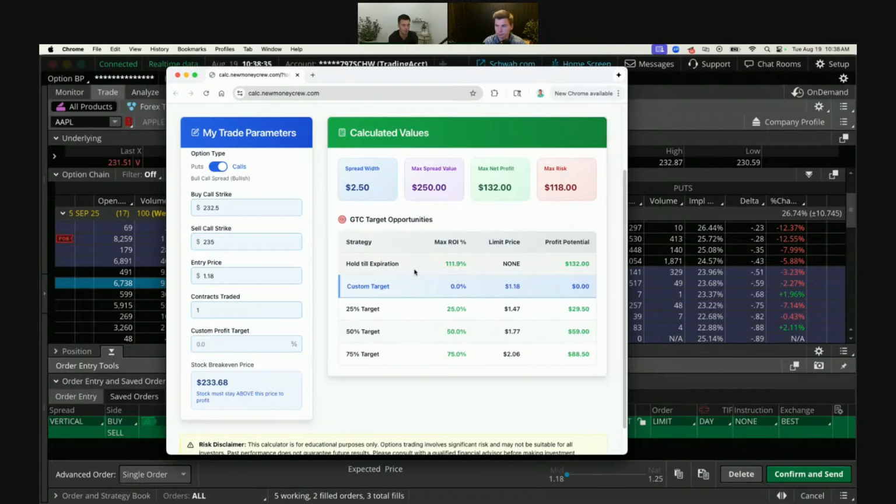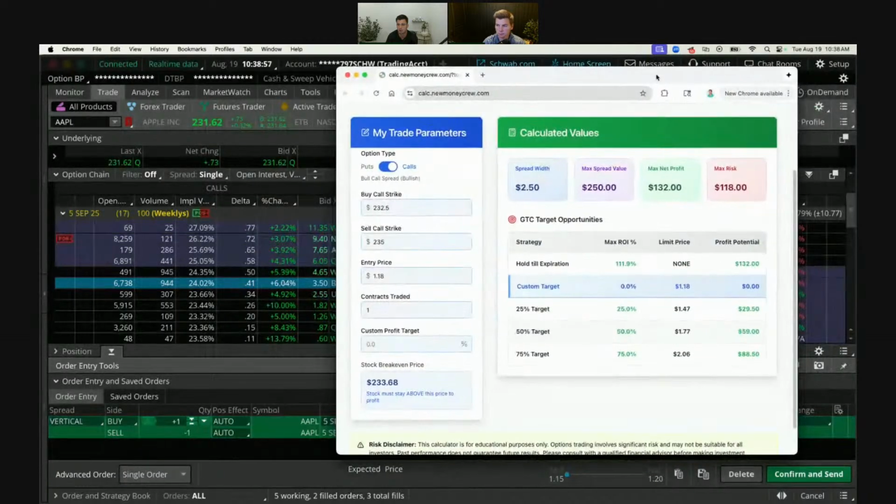So if we hold until September 5th and Apple's above 235, our maximum return on investment here is 119 or 111%, 112% we'll call it, just round up. Return on investment. So per contract, we're risking $118 to turn it into $250.